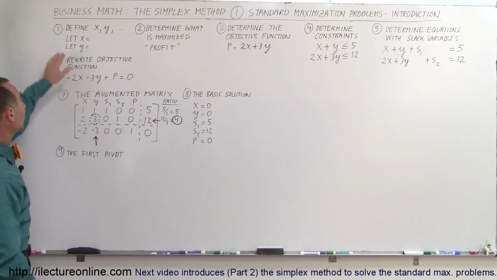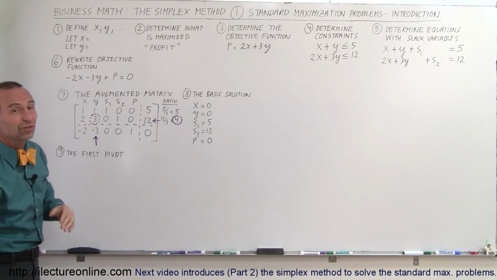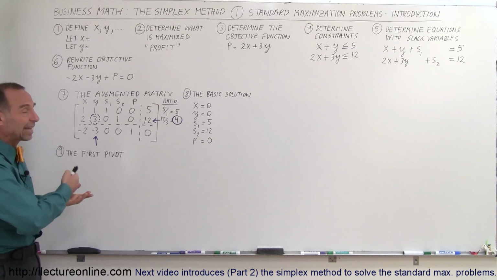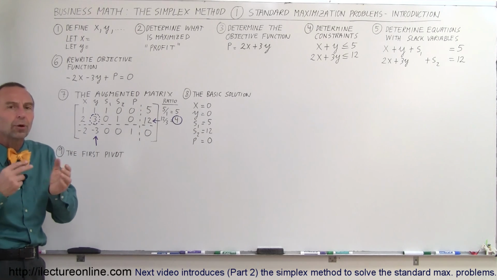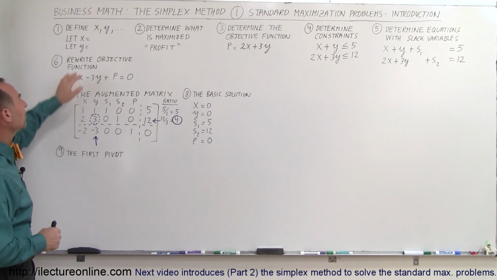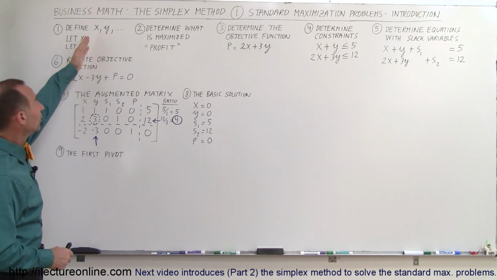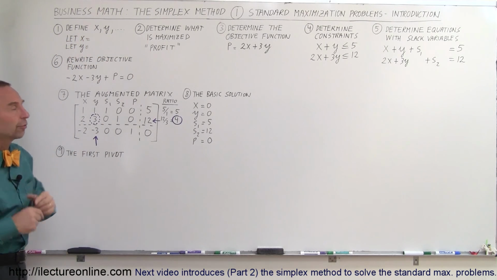All right, so the first thing you always want to do is define your variables. Let's say you have two variables, you want to define what x and y are equal to. Could be the number of hours, the number of dollars, the quantity of each type, whatever it may be. There may be more than two variables, so define all your variables.